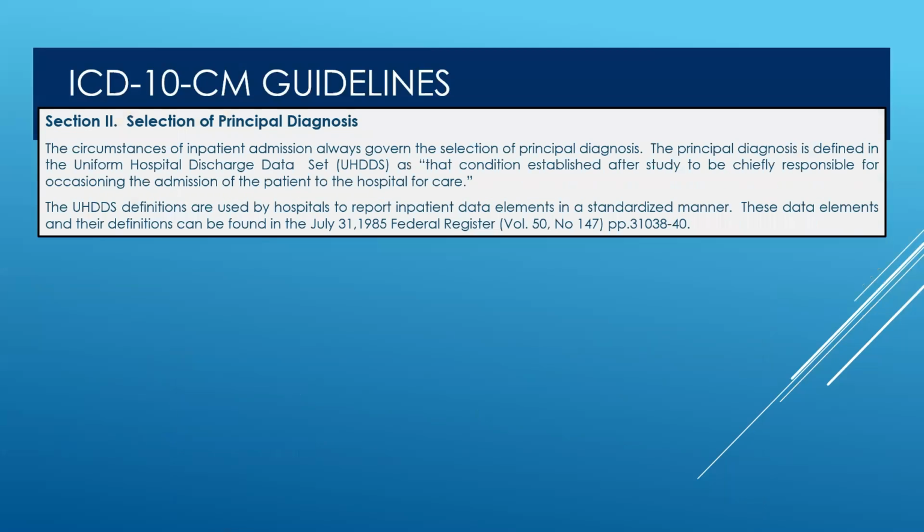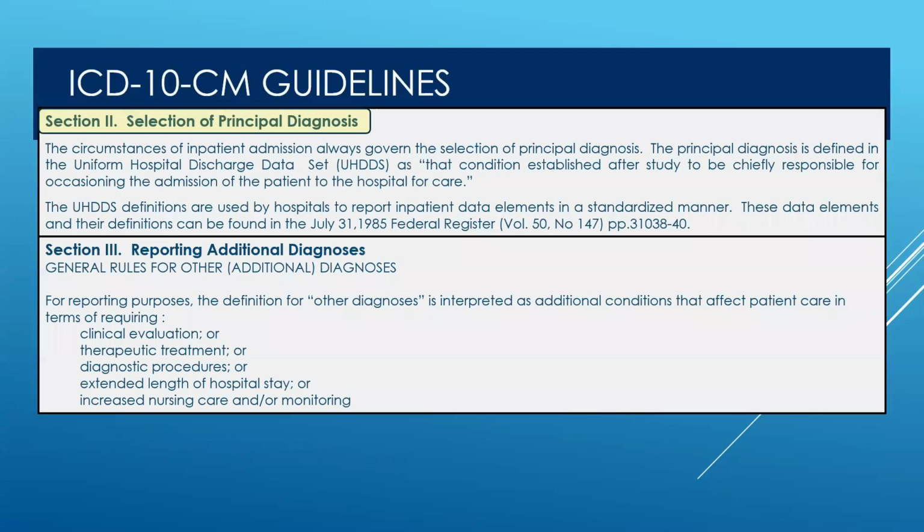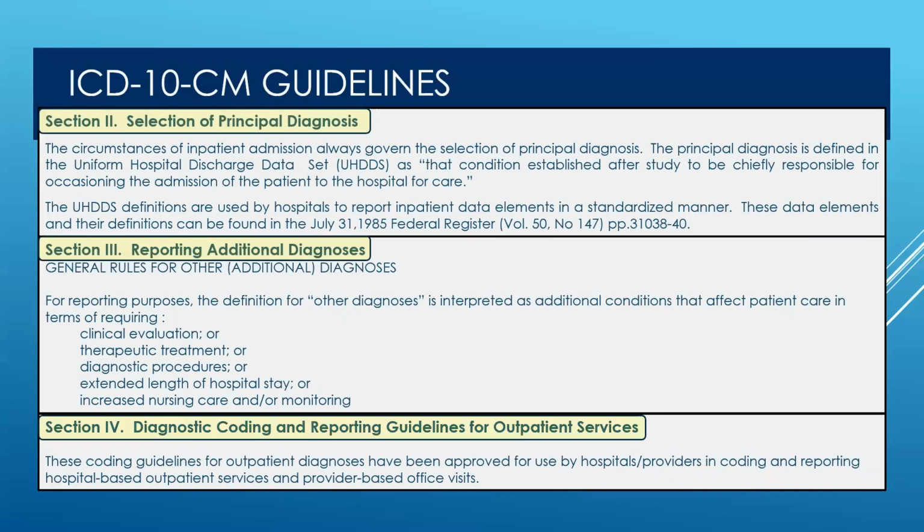Section 2 covers selection of the principal diagnosis. This would be for inpatient facility coding. And Section 3 covers reporting of additional diagnoses, also for inpatient facility coding. Section 4 gives guidance on diagnostic coding and reporting guidelines for outpatient services. So here you're going to find information on things like the selection of the first listed condition, signs and symptoms, and uncertain diagnoses in the outpatient setting. We'll go through these in more detail as the course progresses.